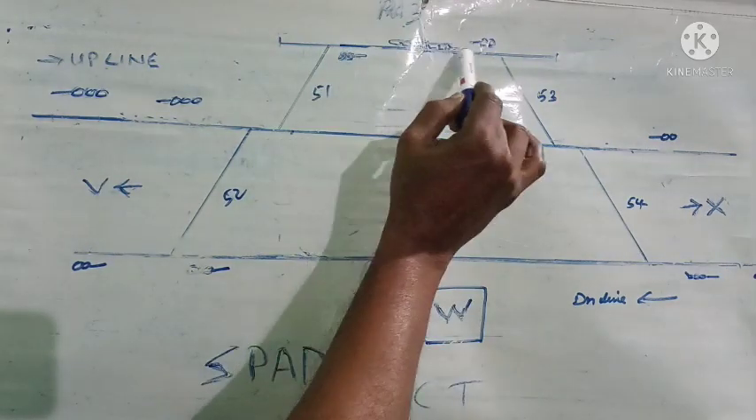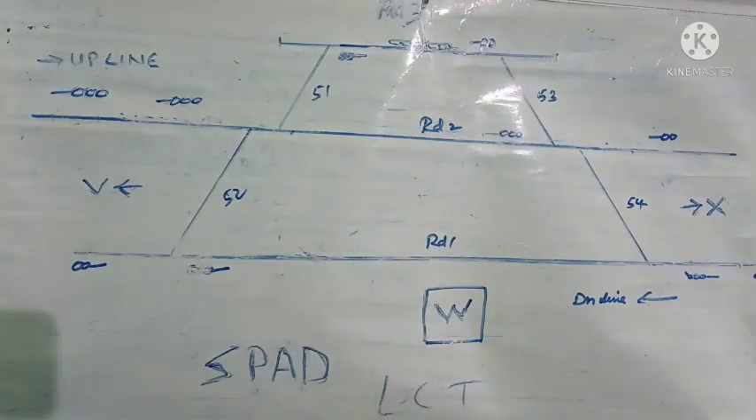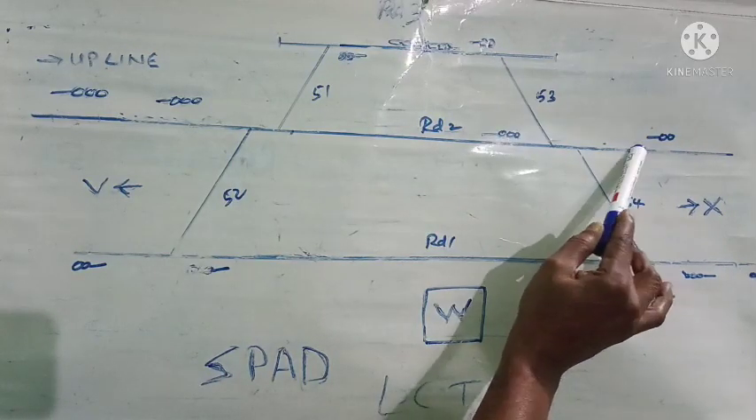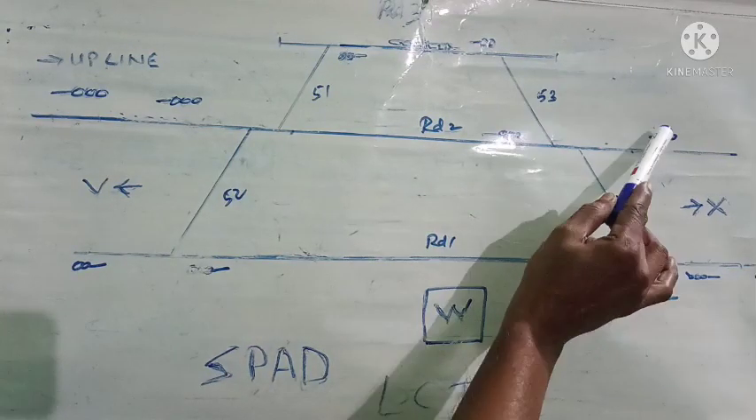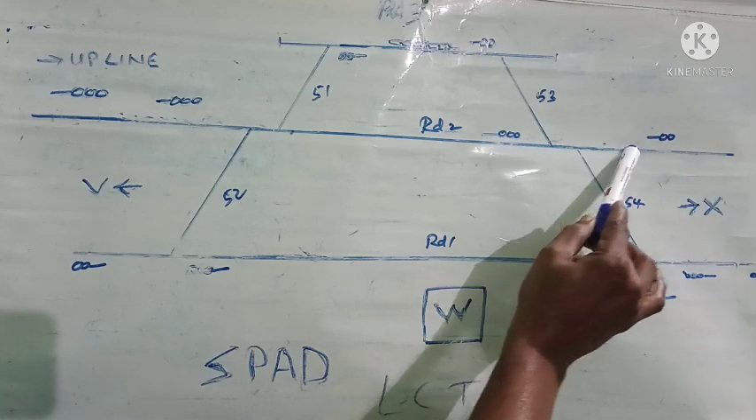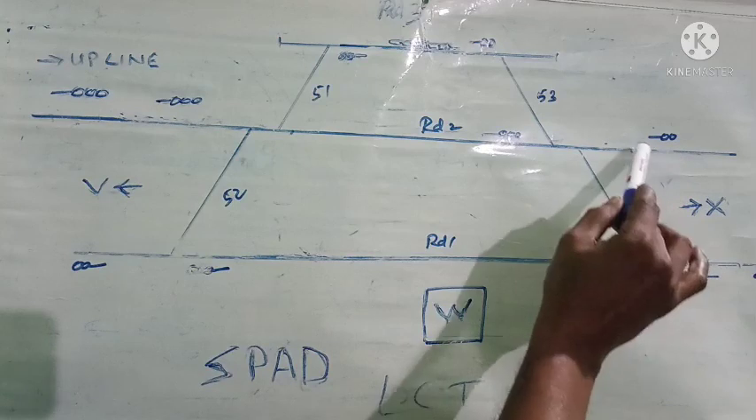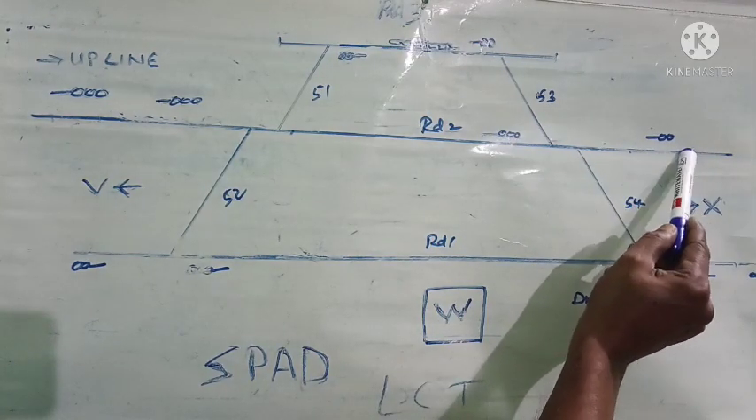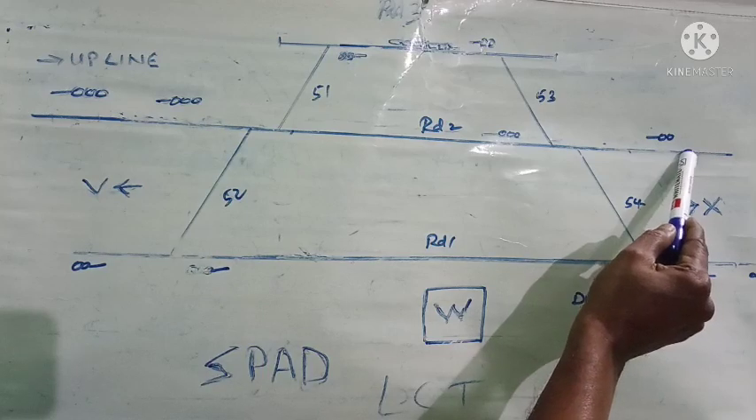On seeing this, the loco pilot started his train. He started his train and he reached here. On seeing this on position, he will stop normally. Suppose he failed to stop immediately, he will partially pass this advanced starter and stop.